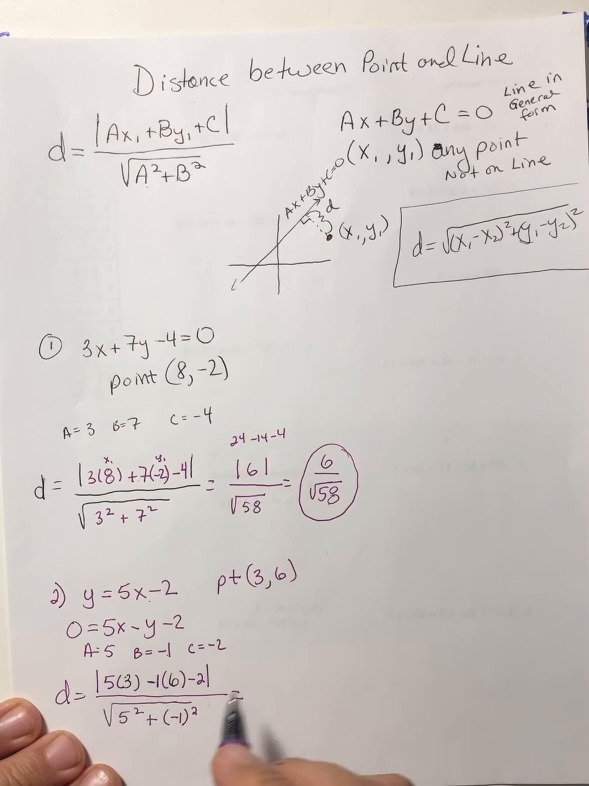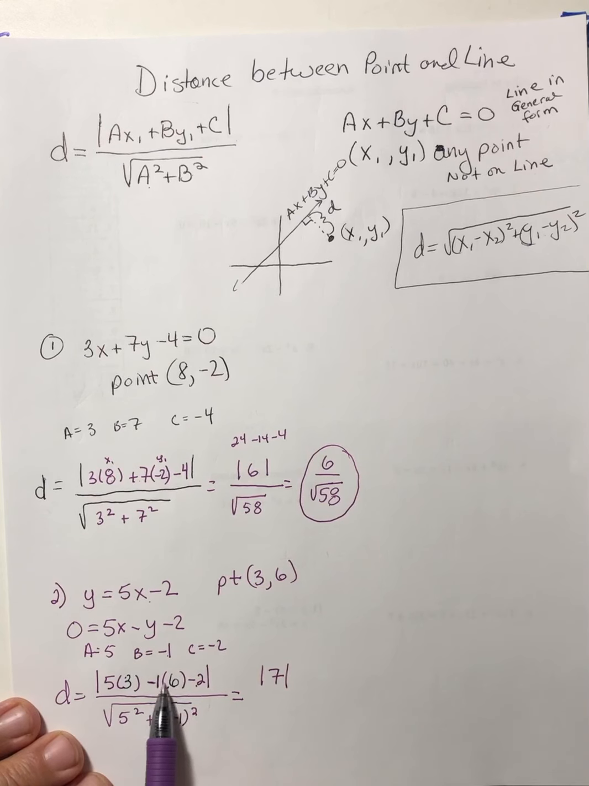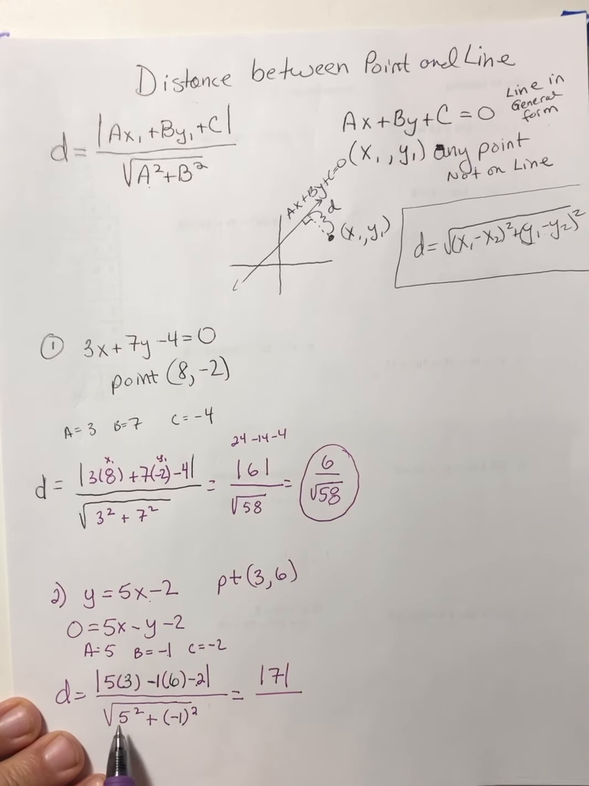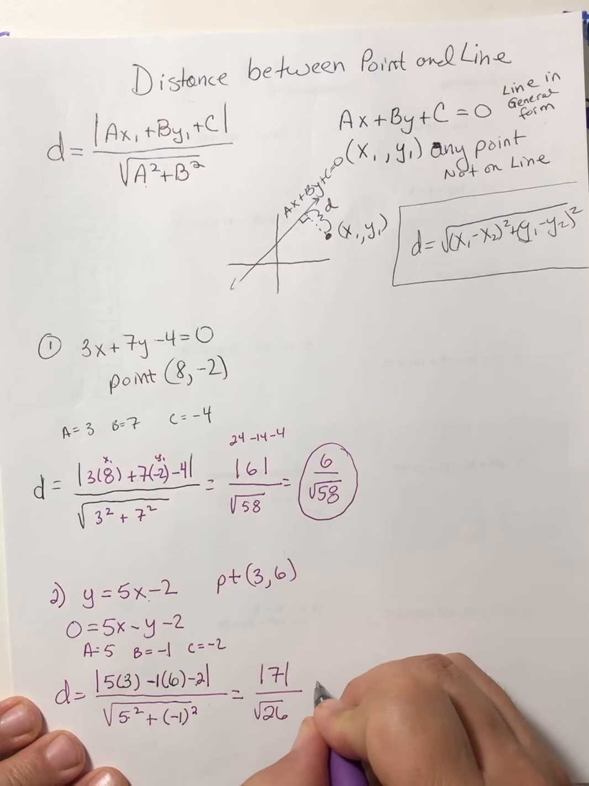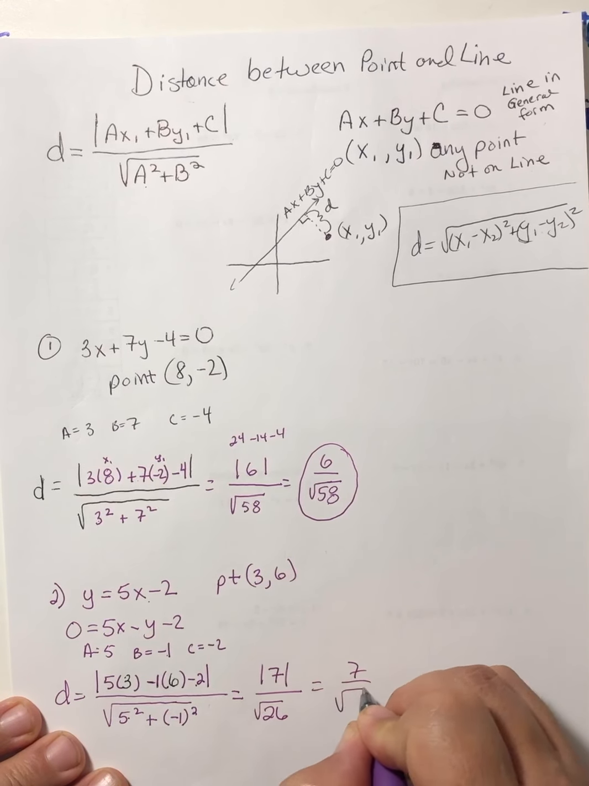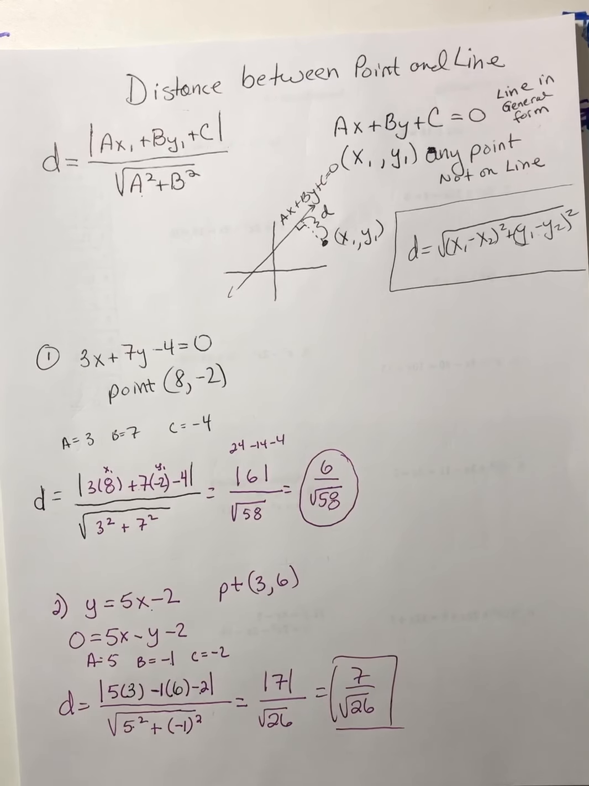All right, so what do we have on top? A 15 minus 6 is 9. Minus 2 is a 7. So a positive 7 on top. Right? Yeah, there's negative 8. Yeah, positive 7. What do we got? 25 plus 1 is 26. So square root of 26. So there we go. 7 over square root of 26. Done. Doesn't get any easier than that.